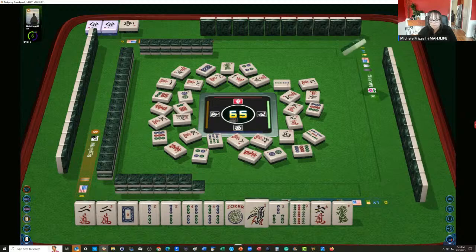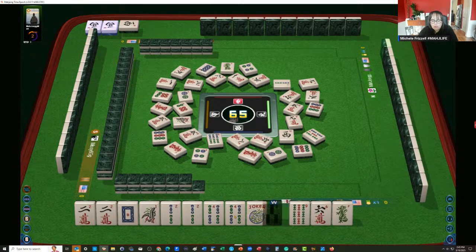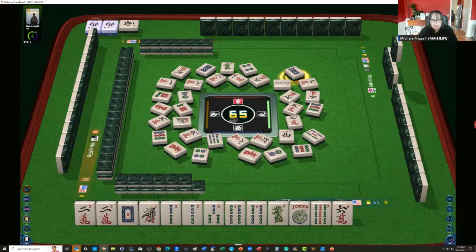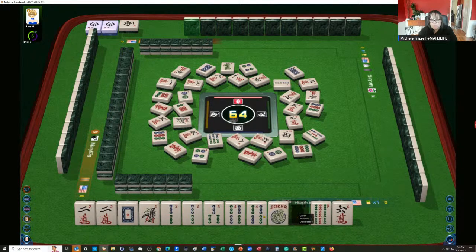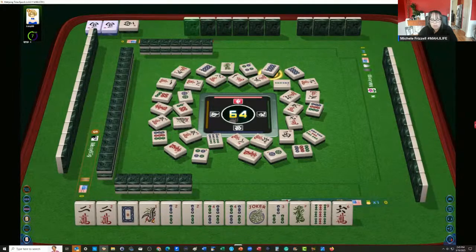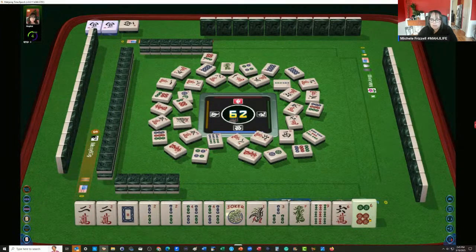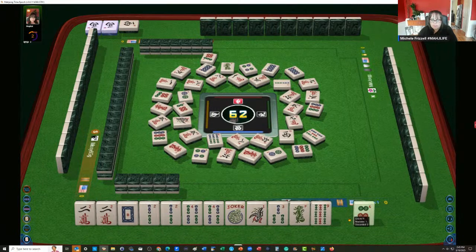Red dragon. We do have 1, 2, 3, 4 here. And a dragon, actually. 8 dots. There's 1 dragon out, but we have 1, 2, 3, 4 here. Something to think about anyway. I think I'd still go for a year hand though. But there are no white dragons out.